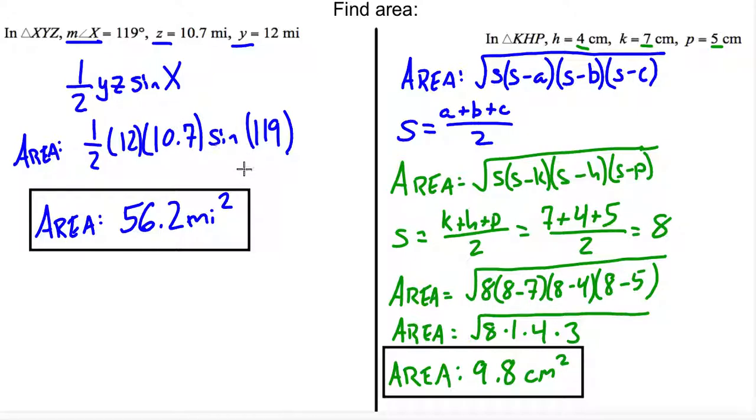So hopefully this makes sense. Hopefully the problems themselves aren't too difficult. And again, just like the law of sines and cosines in general, as long as you're familiar with the pattern of the formula, you can get by these problems.